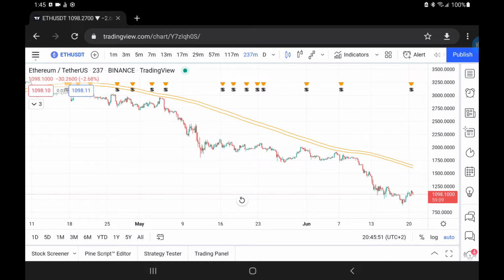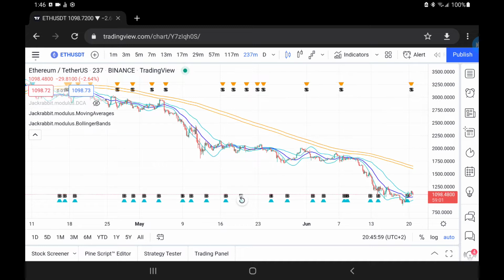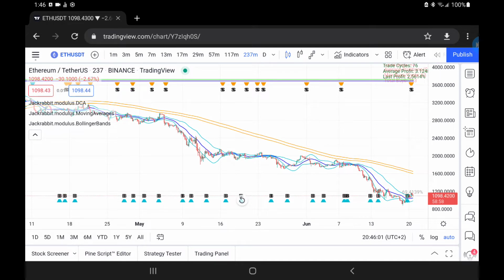So now let's move into a more mechanical look. Let's start actually analyzing profitability through money-making contexts. Now, I've just loaded a full Jackrabbit recipe onto this chart, and it has made 76 trade cycles with its current settings.